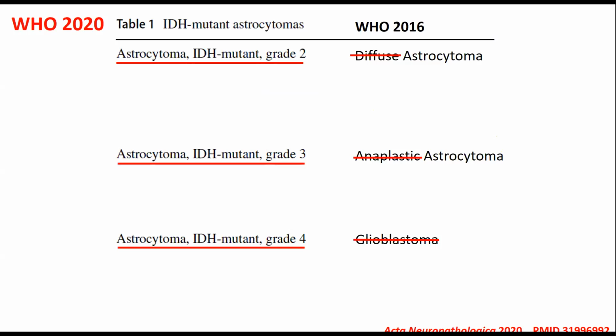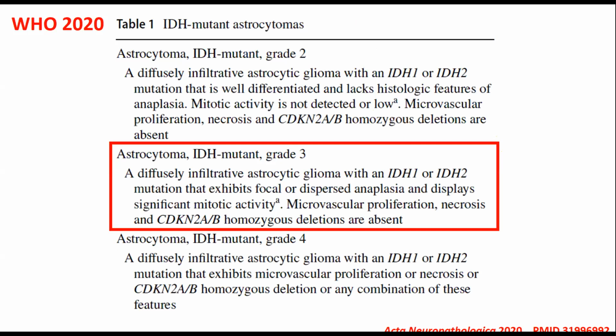They are all, no matter what grade, including 4, called astrocytoma. No diffuse, no anaplastic, no glioblastoma. Followed by IDH mutant, followed by the grade based on the classic histologic criteria for now. All right, we'll see how that goes. In the present case, it falls into the middle rubric.